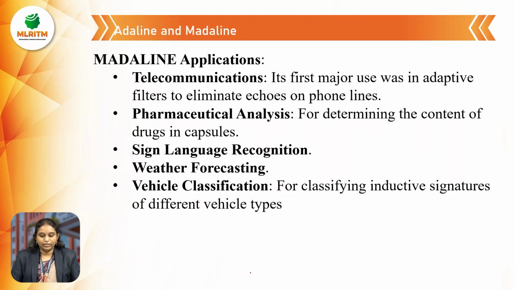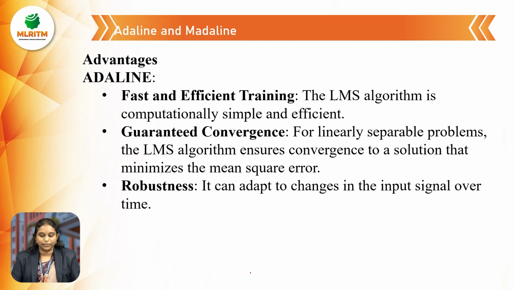Then sign language recognition, and weather forecasting. The last one is vehicle classification, where it gives the different signatures of different vehicle types. So it identifies which type of signal is passing, and if the user is facing any issue, they are going to get the solution from the MADALINE applications. Moving to the advantages, we have several advantages of using ADALINE and MADALINE.